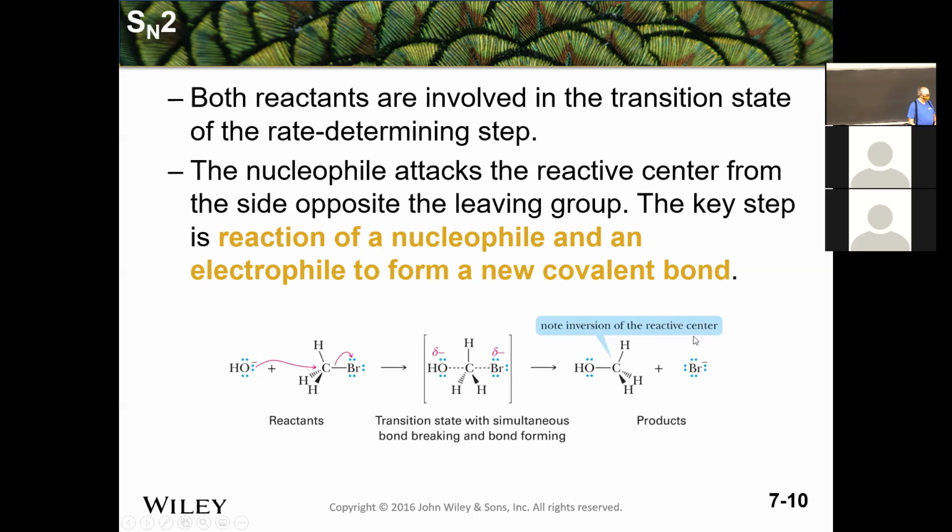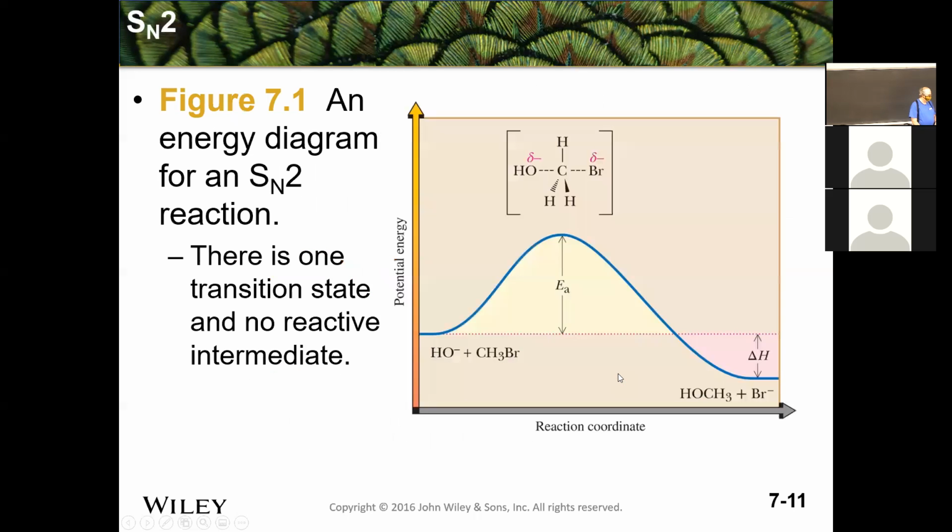I also want to reemphasize that the configuration at the carbon is inverted. In bromomethane, you wouldn't be able to tell, but if this was a stereocenter, we would see complete inversion. It's just a one-step reaction. There's no intermediate.